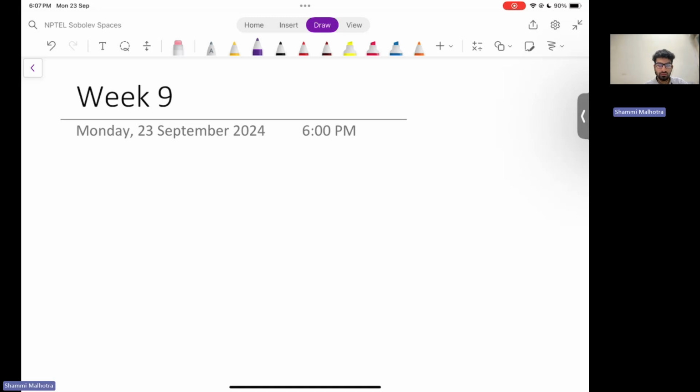So in today's session, we will again see some nice applications of the Lax-Milgram lemma mainly, and then some questions based on the Galerkin method. So some deductions which we are getting. So that's the plan for today.